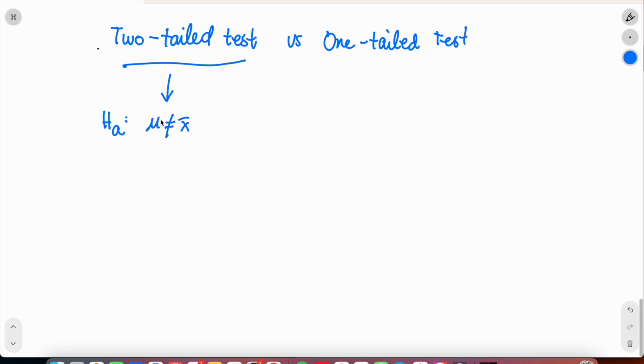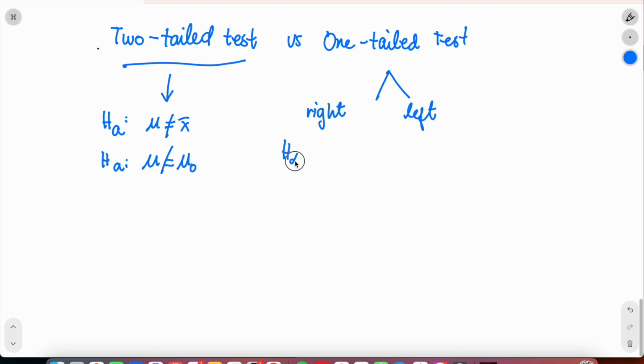If the population mean is not equal to a given value, or H sub a is mu is not equal to mu sub 0. The mu sub 0 means a given value. It's a specified value, not necessarily the sample mean, but a specific value. Okay, it is a one-tailed test. It can either be right or left.